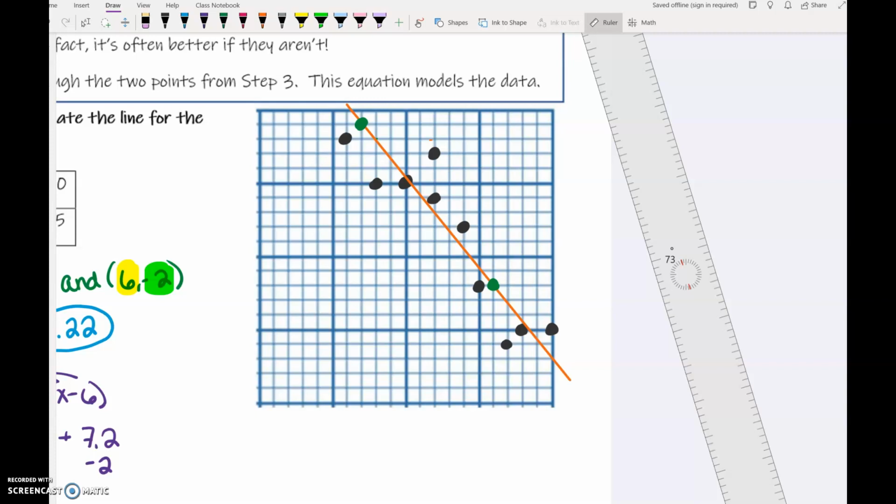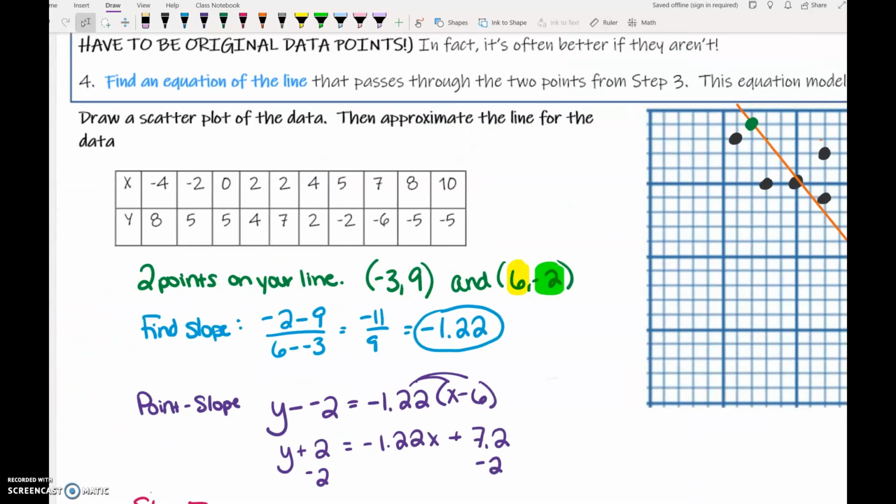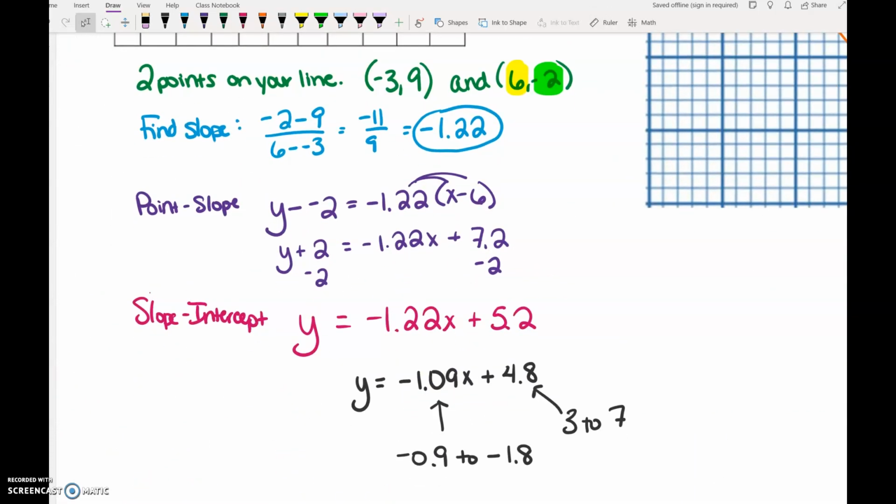Once you have a good line in there, pick 2 points that are on your line. Not original data points, but points that are actually on your line that you can get the coordinates of. Once you have those 2 points, it's exactly like yesterday. Find your slope. It might be a crazy decimal, and that's okay. Plug your slope and one of your points, not an original point, one of your points into point slope form. Get it into y equals mx plus b form, and then you're good to go.